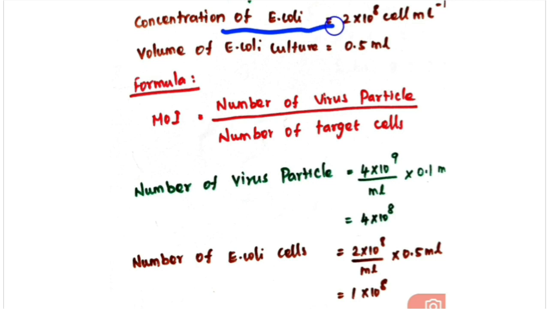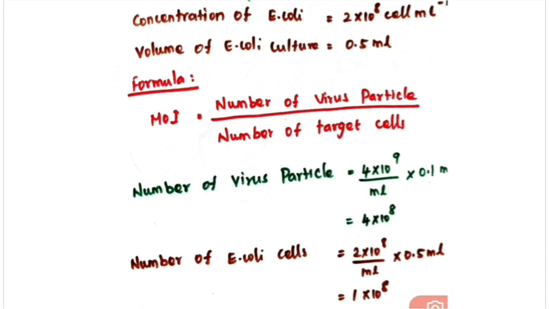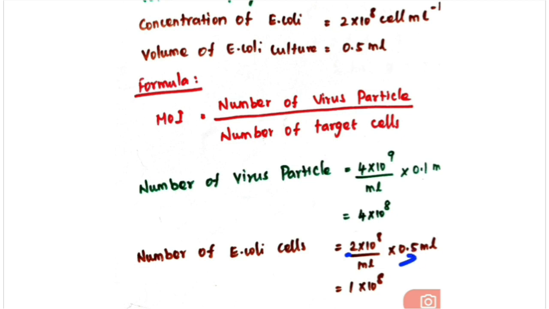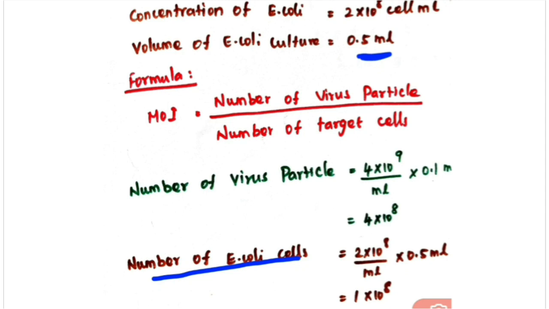Next, the concentration of E. coli is given as 2 into 10 power 8 cells per ml, and the volume of E. coli culture taken is 0.5 ml. So we have to calculate the number of E. coli cells present in 0.5 ml. The number of E. coli cells is equal to 2 into 10 power 8 into 0.5. It means 1 ml has 2 into 10 power 8, so how many cells are present in 0.5 ml? 2 into 0.5 is equal to 1, so 10 power 8. The number of E. coli cells present in 0.5 ml is 1 into 10 power 8.